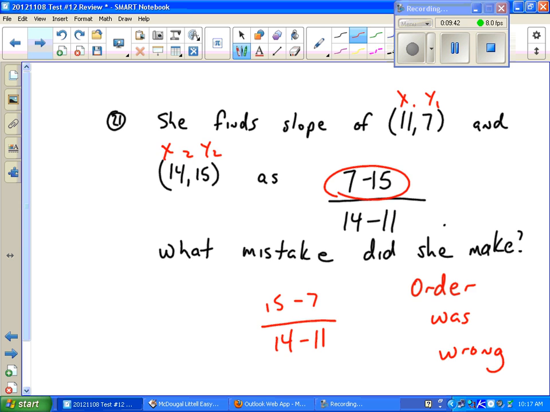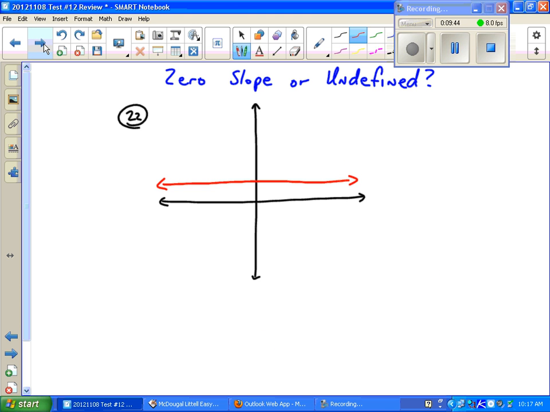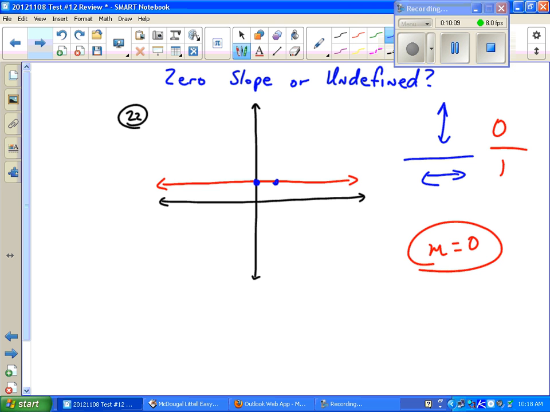Her order was wrong. Number 22, is it a zero slope or undefined? If you need to look at 2 points to understand this, you can do it this way. Remember, it's your rise over your run. How many times does it go up or down? Notice it doesn't go up or down from this point that I just made to the one next to it at all. So it's 0 over, let's say it went over one time. So that's 0 divided by something. So your slope is 0 for that case. Another way, and a much easier way for most people to do it, is you can write a capital Z right there using the line itself.